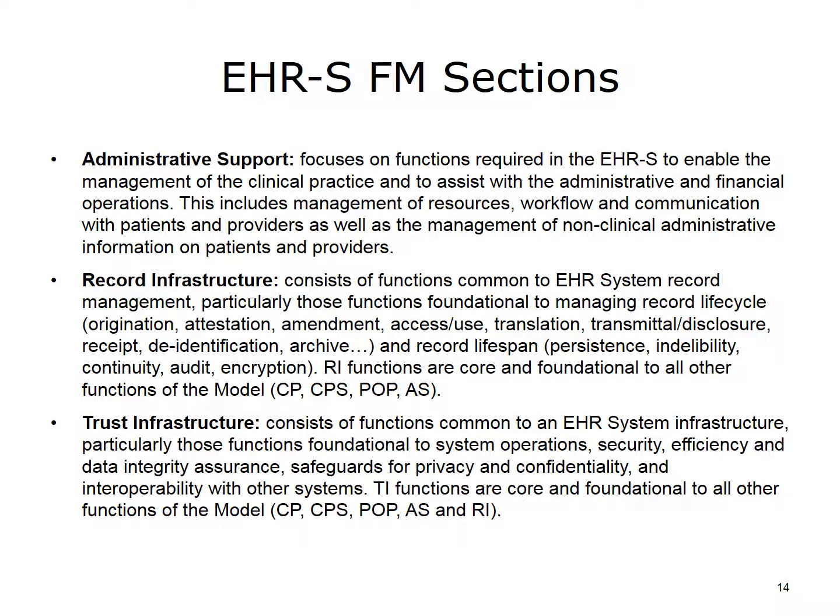The Record Infrastructure section consists of functions common to EHR System record management, particularly those functions foundational to managing record lifecycle: origination, attestation, amendment, access, use, translation, transmittal, disclosure, receipt, de-identification, archive, and record lifespan, persistence, indelibility, continuity, audit, encryption. RI functions are core and foundational to all other functions of the model: CP, CPS, POP, AS.